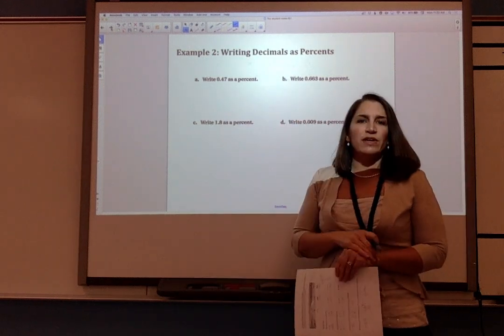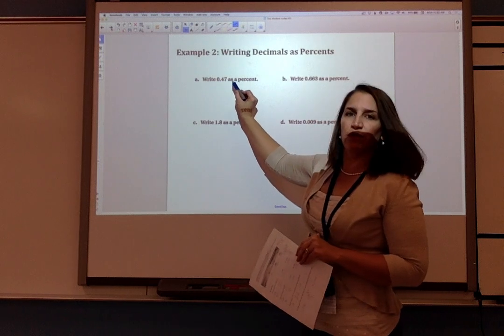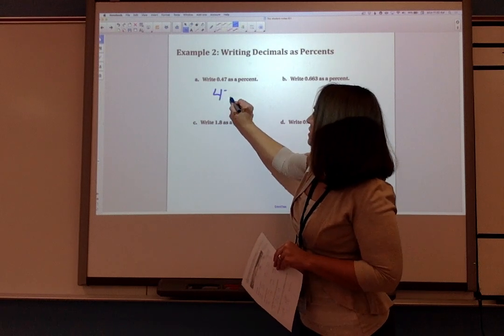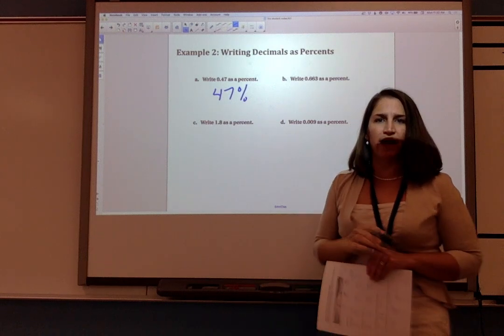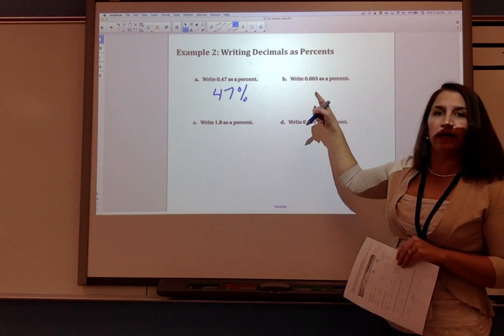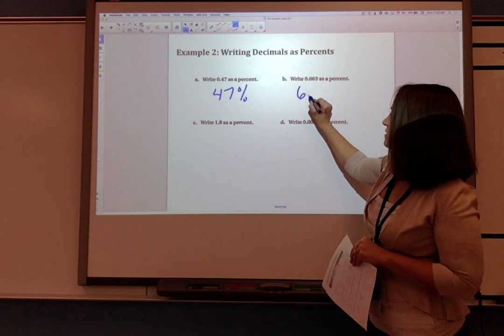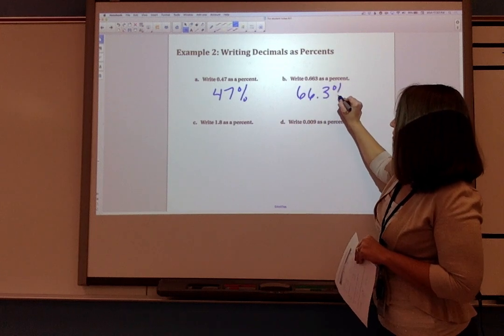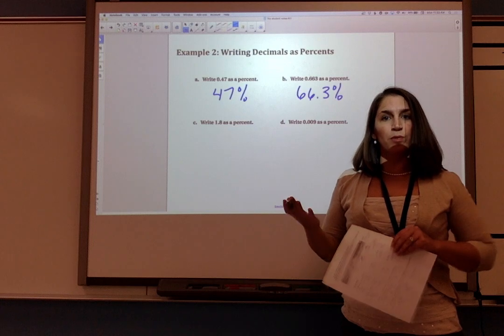We have 0.47 and we want to write this as a percent. We're going to move the decimal point over 2 places, get 47, and it's 47%, a little bit less than half. Here we have 0.663 as a percent. When we move the decimal point over 2 places, we have 66.3%. Not all percents are to the nearest whole percent.